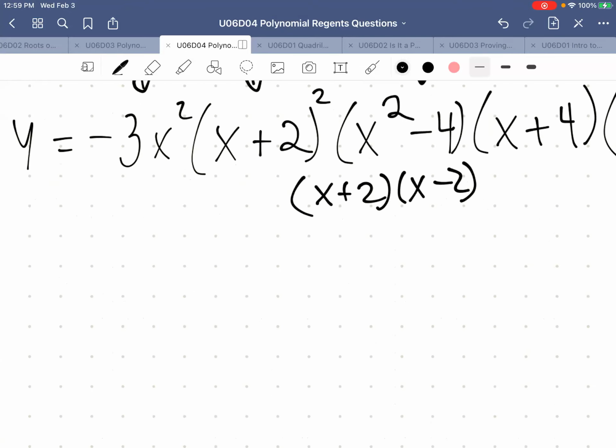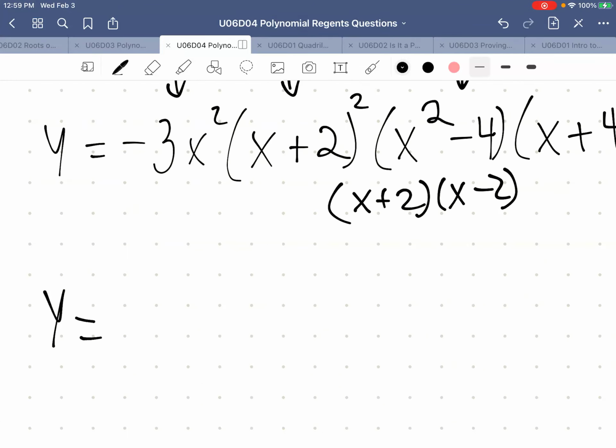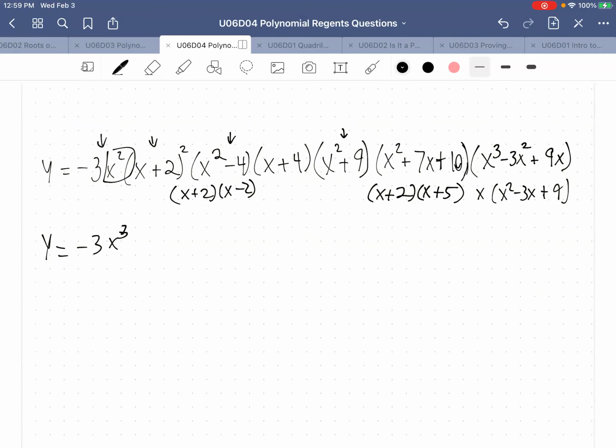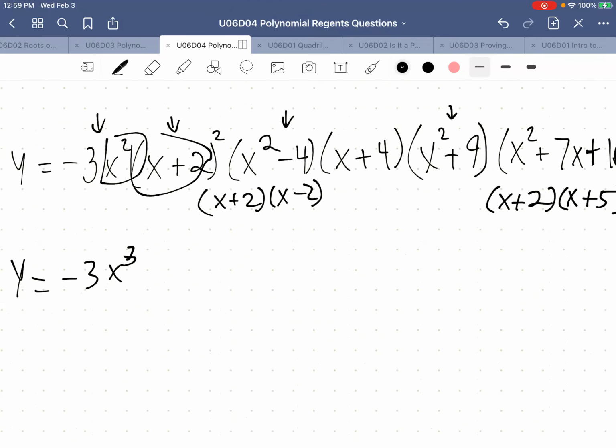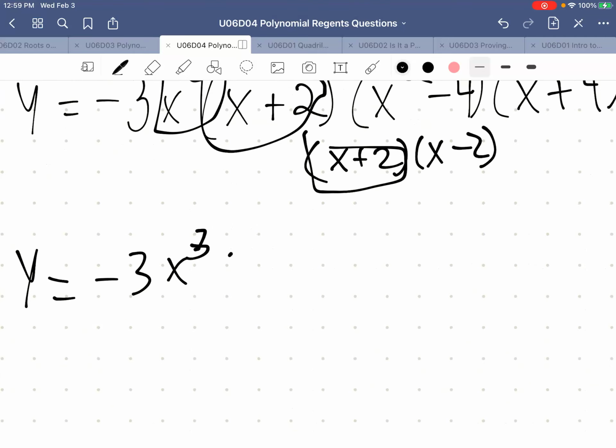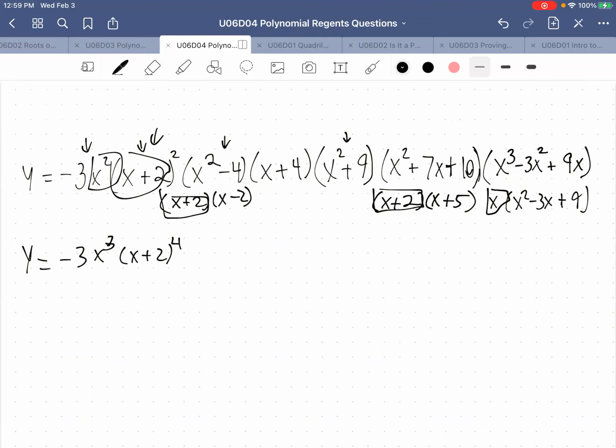So we've picked up an extra 2 copies of x plus 2, so this is going to be y equals negative 3x to the third. That's using the 2 x squareds from here as well as the x from over here. We have 4 copies of x plus 2, the 2 of them that are here, the one over here and the one over there. So that's going to be x plus 2 to the 4th power.